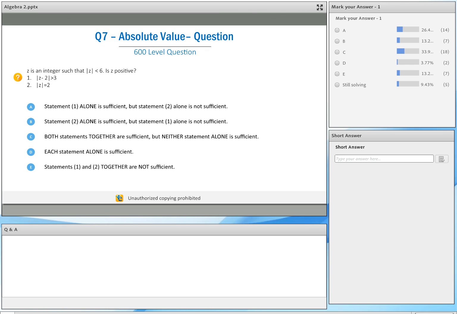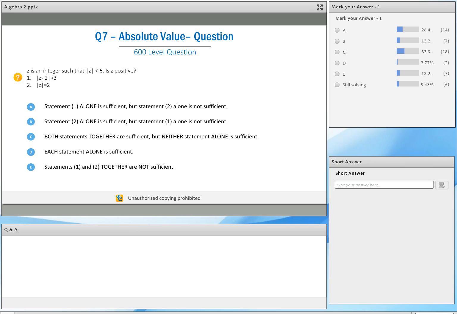Okay, how do you feel about this question? Confident, not so confident, mind-boggling, easy, conflicted? Okay, confident, okay, unsure. All right, let's solve this.